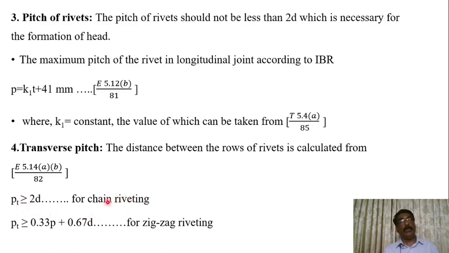For example, if a butt joint is given with chain riveting, then you will have to use Pt is equal to 2 into D. And in case butt joint is given but with zigzag riveting, then you will have to use this equation: transverse pitch is equal to 0.33P plus 0.67D, where P is the pitch of the rivet you calculated earlier, and D is the diameter of the rivet hole. So by using these two equations, we can find out the transverse pitch.